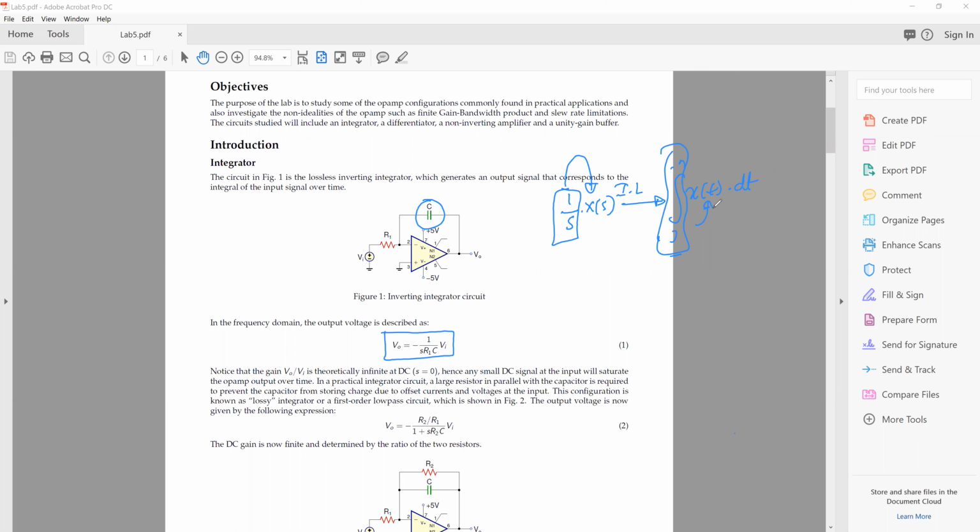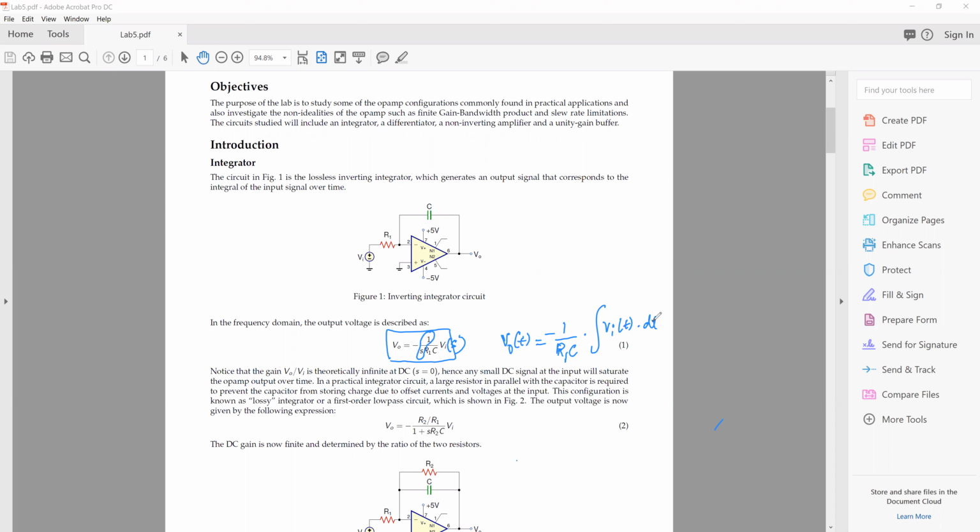So with that, we can actually see that this is an integrator because you are taking Vi of s and you're multiplying with 1 over s, right? So if you try to convert this into time domain, your V naught of t would literally be minus 1 over R1C, correct, times integral Vi of t dt.